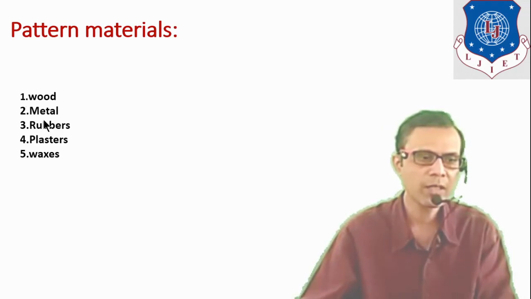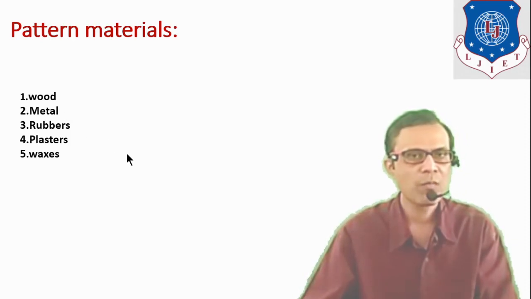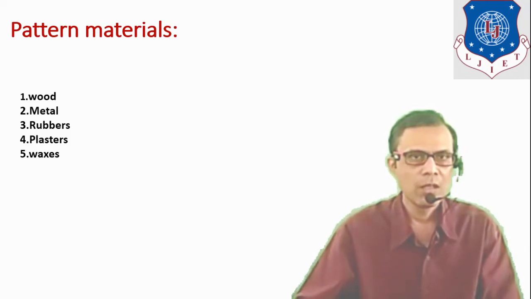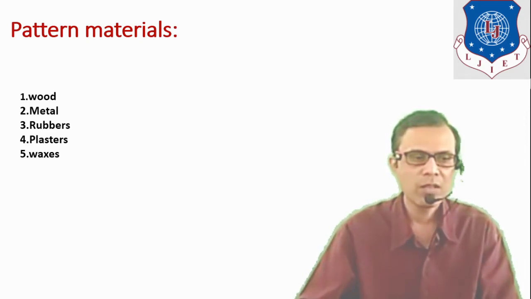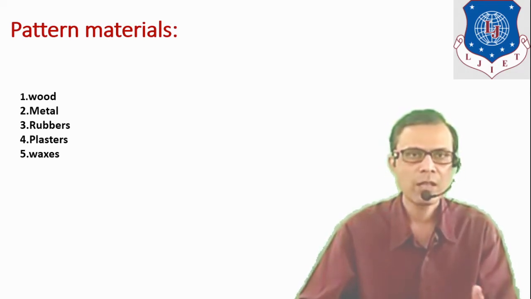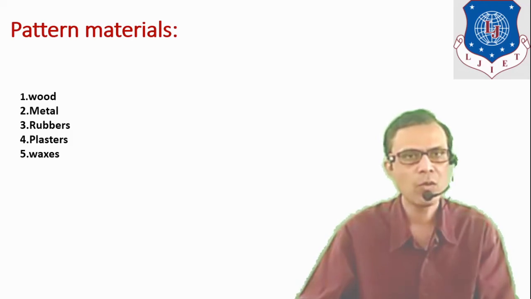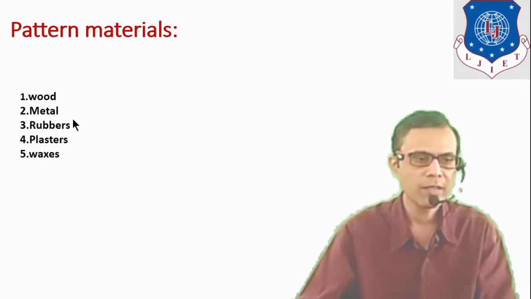Next type of material is metal. Metal can be used for machine molding. It doesn't absorb any moisture. It can also be given desired shape and size but it can be made with the help of the wood pattern and that wood pattern is known as a master pattern. Cast iron, brass, aluminum are some examples of metal pattern.